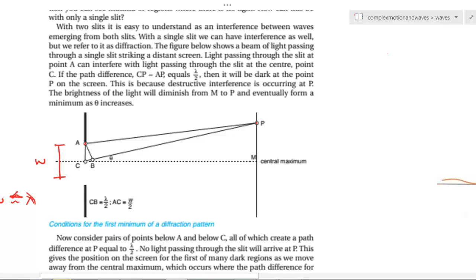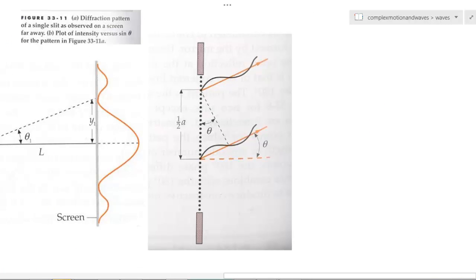So if you consider a wave emitted from point A and a wave emitted from point C, and this is due to Huygens' principle, which states that any position within that slit width could be considered as a source of point waves. And so you can look at two waves that are half a slit width away, for example, and know that they'd be half a wavelength out of phase.